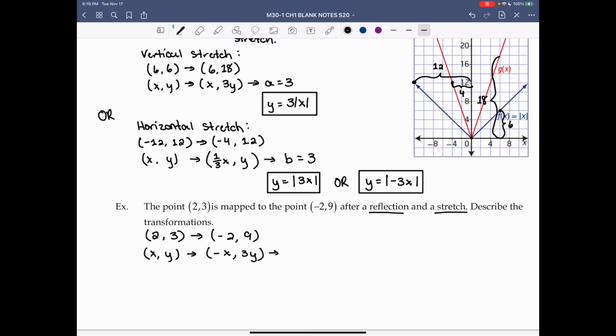Then our transformations are a reflection across the y-axis to make x go from x to negative x, and a vertical stretch factor of 3 about the x-axis.